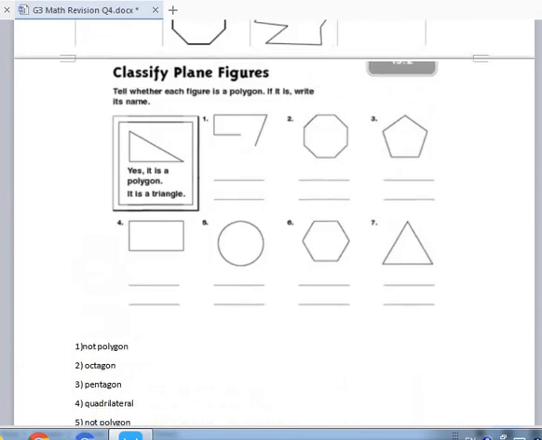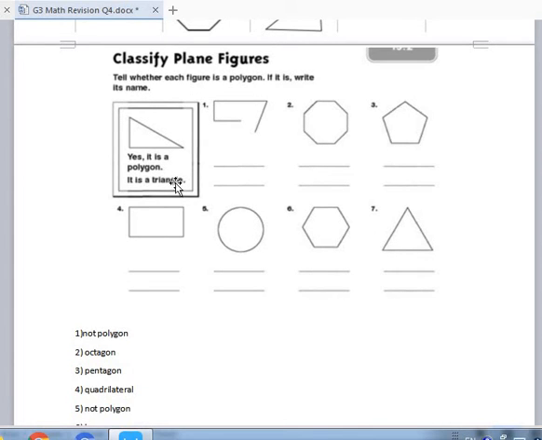Classify plane figures. Is it a polygon or not? A polygon has a closed shape, and it consists of line segments, and these line segments do not intersect. So this is a polygon, it's a triangle. This is not a polygon because it's open. Number 2 here is an octagon and it's called a polygon.